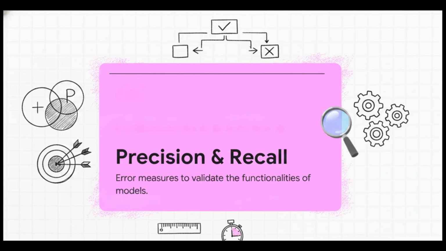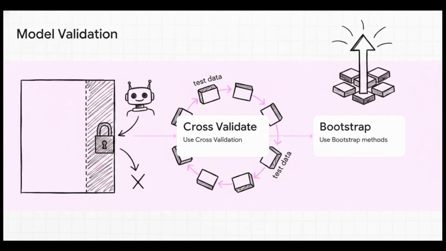Precision tells us exactly how many of the items it labeled as positive were actually positive. And recall tells us how many of the actual positive items it successfully managed to find. It's a really rigorous check on the machine's actual competence. Now, to effectively test the machine, we follow 3 key steps.